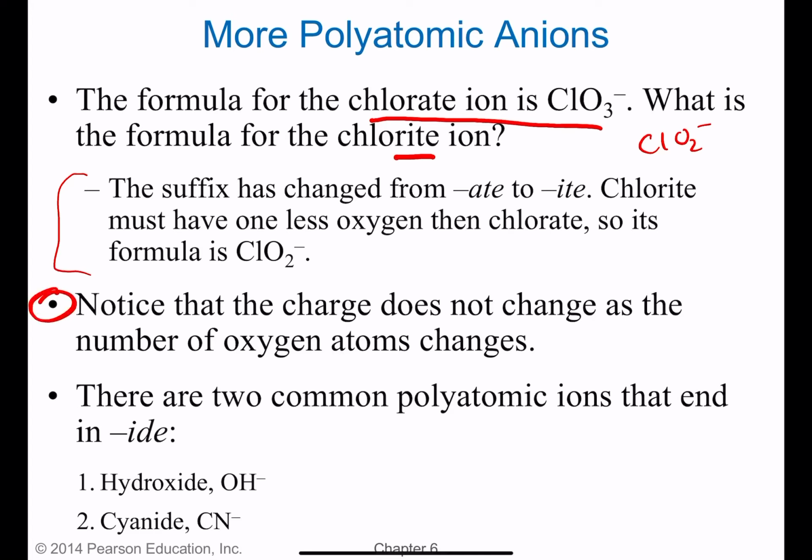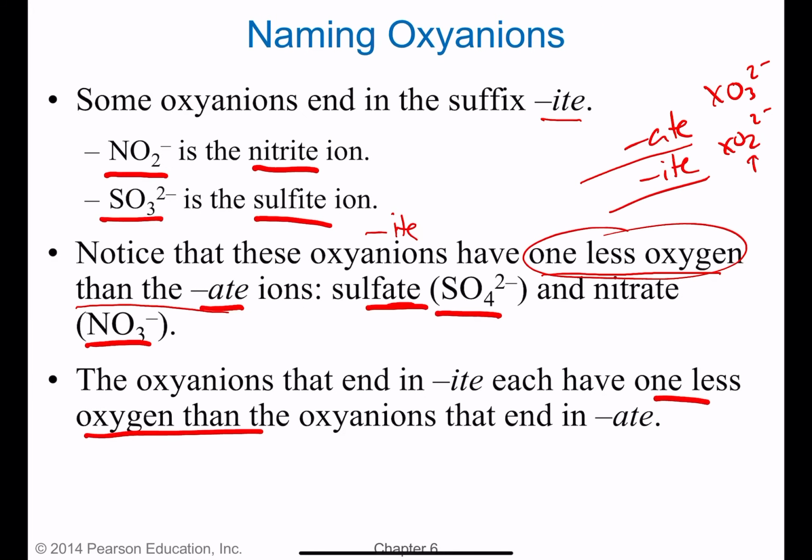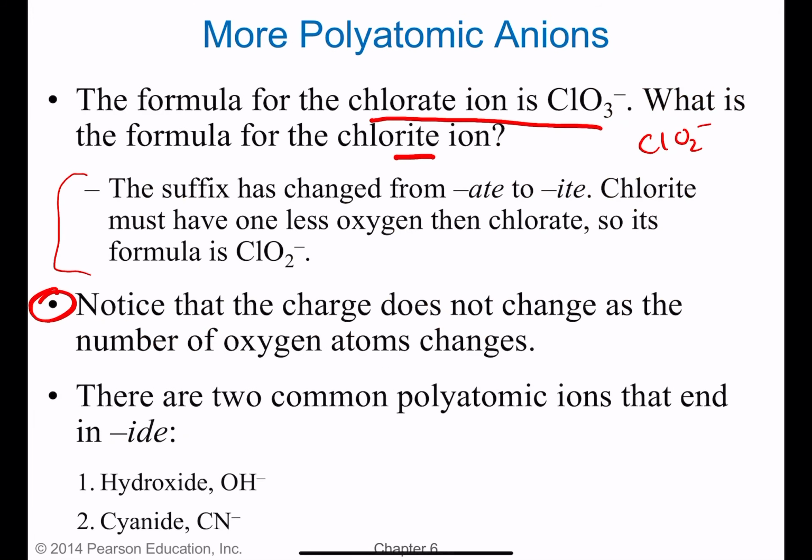So notice that the charge does not change when the number of oxygen atoms changes. We just saw that same pattern with the nitrate and nitrite and the sulfate and sulfite. The charge stayed the same. With nitrogen, it happened to be a 1-. With the sulfur, it happened to be a 2-. So the charge is not what's changing, it's just the number of oxygens that changes. So with chlorine, chlorite is the ClO2.